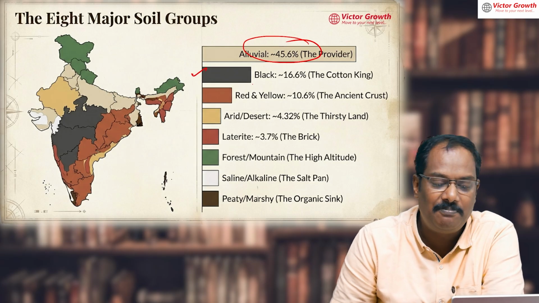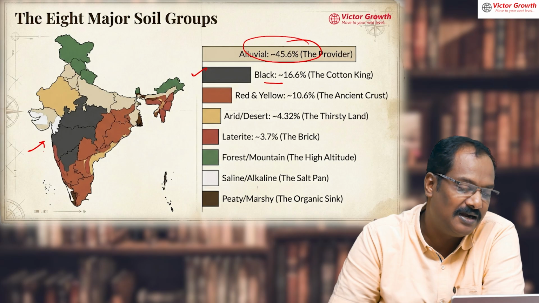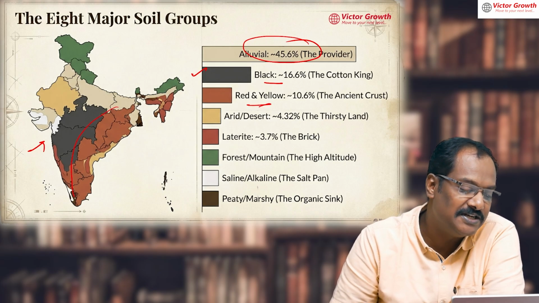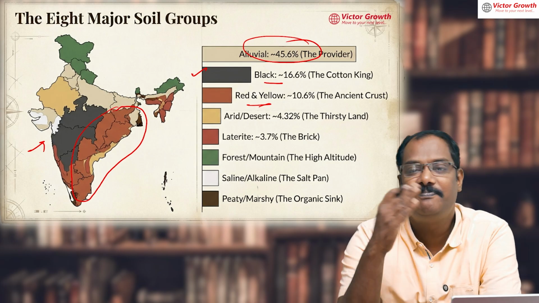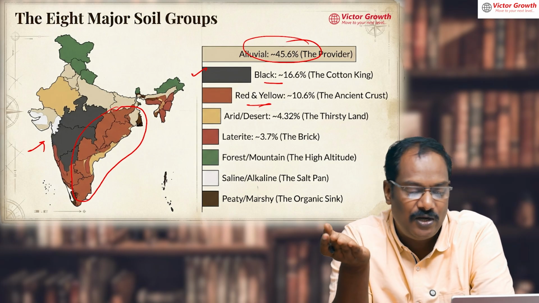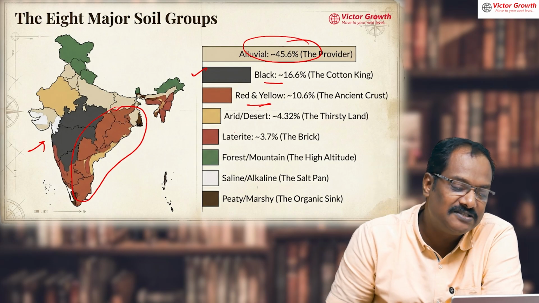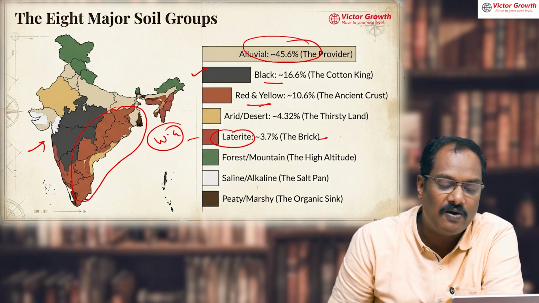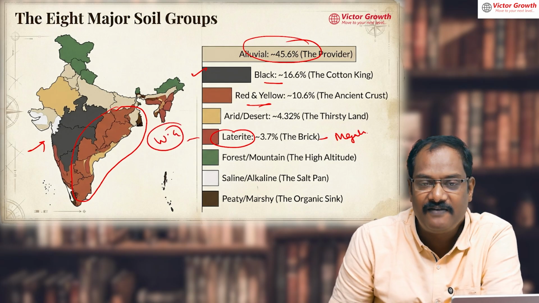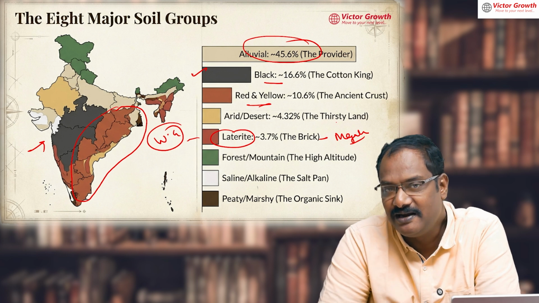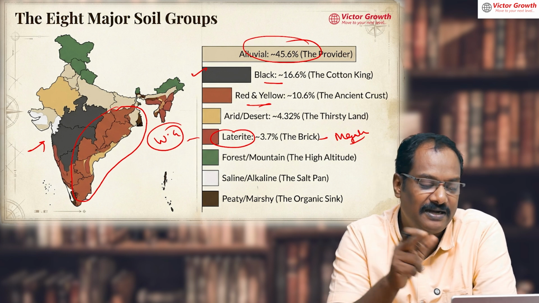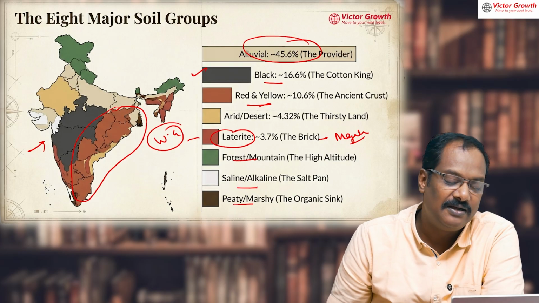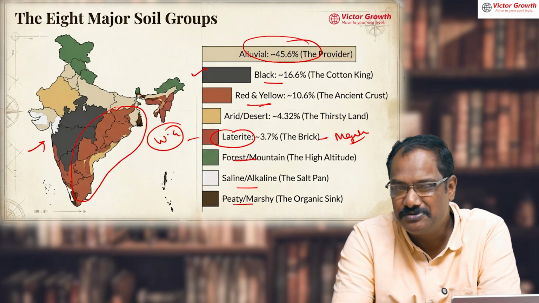The second largest soil is black soil, found in the Deccan area. Red and yellow soil is found in the eastern peninsula. If you want to write down, in the eastern peninsula you have red and yellow soil. Laterite soil is found in the Western Ghats and also in northeastern Meghalaya. Wherever you get good sunshine and rainfall, a hot and wet climate, you get laterite soil. Then forest soil, mountain soil, saline soil are not very important. Sometimes questions will also come.